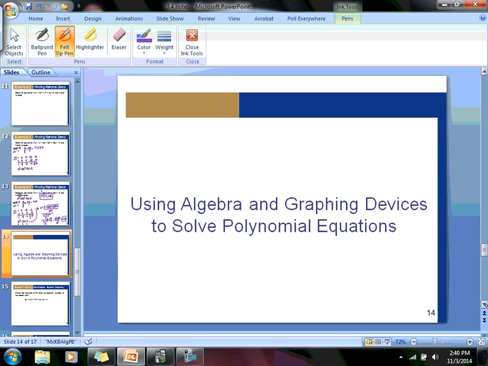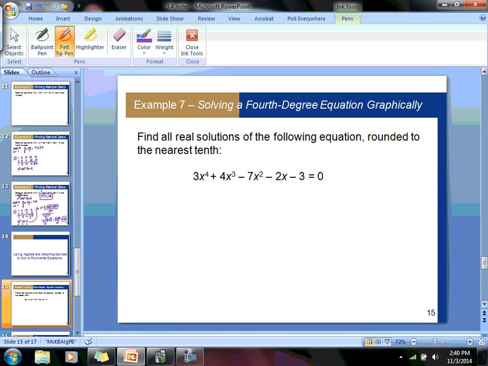Okay, last concept we're going to talk about is dealing with your graphing calculator. And here we have an example that says find all the real solutions of the following equation rounded to the nearest tenth. Okay, so that's kind of a clue that we need to use our calculators to do that. Now, before I just go to my graphing calculator and put this function in, I want to take a look at some of those concepts that we've been talking about in the previous sections about what degree we have. Is it even or odd?